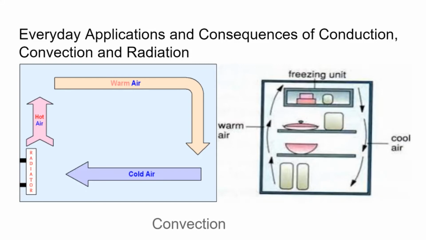And another one is a refrigerator. The warm air rises and the freezing unit cools it down, and it creates a convection current as well. You have to remember, I remember for an exam I did last year, they ask why they put the freezing unit at the top instead of the bottom. You have to say that at the bottom, there wouldn't be a convection current created because air wouldn't be able to rise. It would just stay down there.